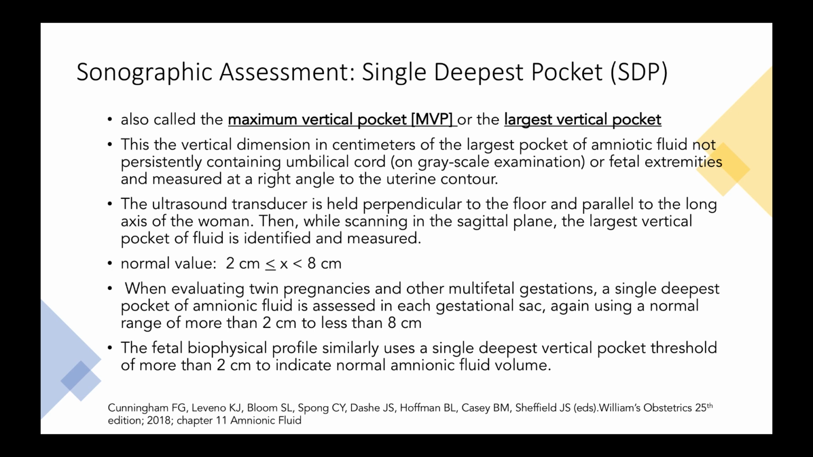The normal value for SDP is more than 2 centimeters and less than 8 centimeters. When evaluating twin pregnancies and other multifetal gestations, a single deepest pocket of amniotic fluid is assessed in each gestational sac, again using a normal range of more than 2 centimeters to less than 8 centimeters. The fetal biophysical profile similarly uses a single deepest vertical pocket threshold of more than 2 centimeters to indicate normal amniotic fluid volume.